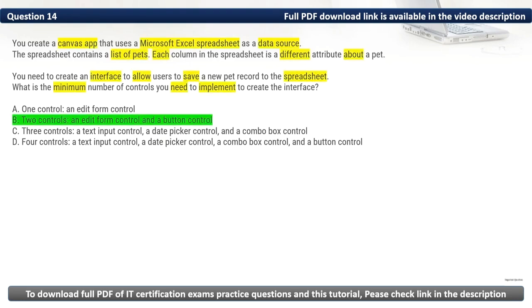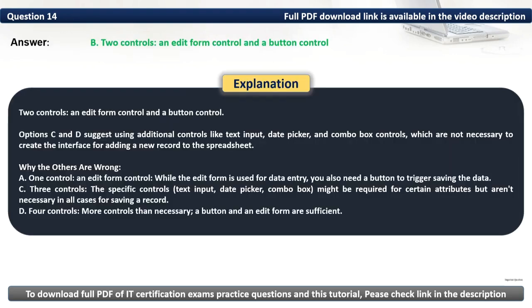Thus, the correct option is B. Two controls, an edit form control and a button control. Options C and D suggest using additional controls like text input, date picker, and combo box controls, which are not necessary to create the interface for adding a new record to the spreadsheet.